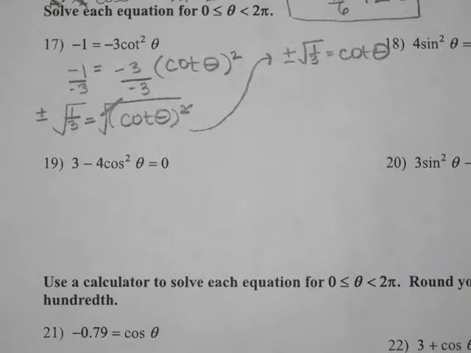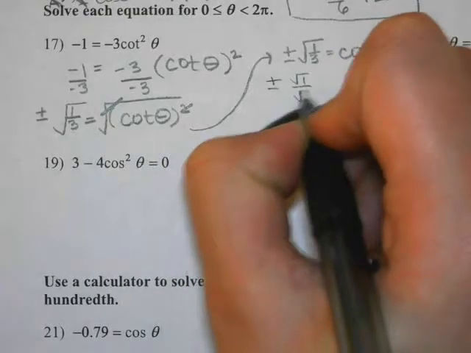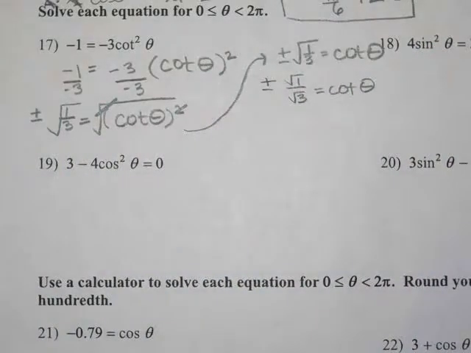What do I do with a fraction that's underneath the square root sign? I've got 1 third underneath the square root sign. How do I handle that? You split it apart, the top and the bottom. You call it square root 1 on the top and square root 3 on the bottom. So square root 1 on the top, square root 3 on the bottom equals cotangent theta. All right, what is the square root of 1?